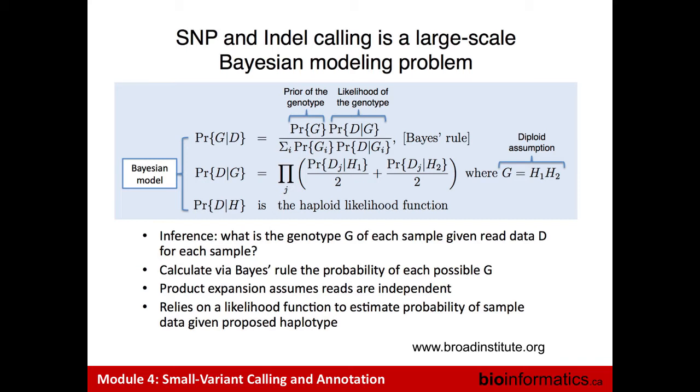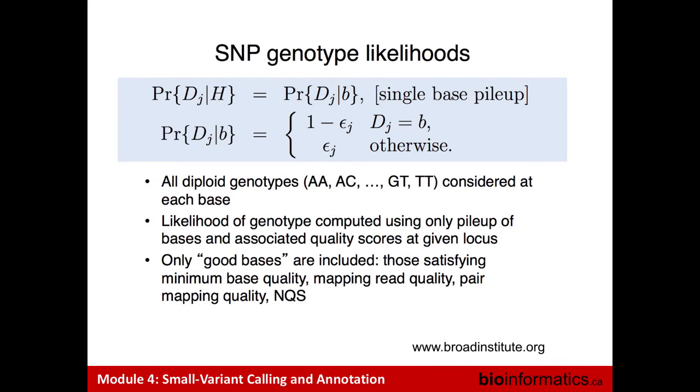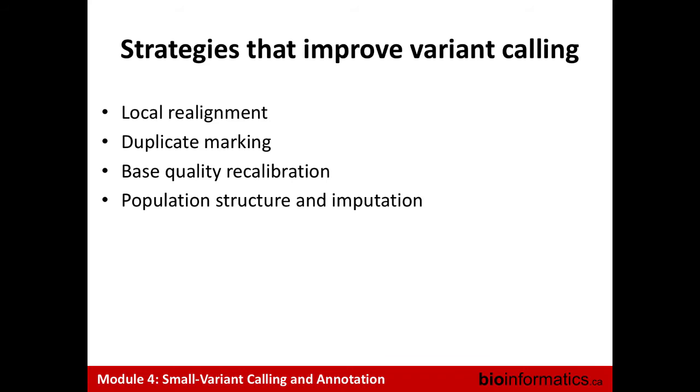All of the callers use a Bayesian approach with different types of formulas. What is important to understand is that this likelihood of a haplotype is driven by how many bases you count at that locus, and this is driven by the quality of the bases you are looking at. So that is why keeping high quality is important when you do variant calling. Nobody sleeping? Okay, we can go on.